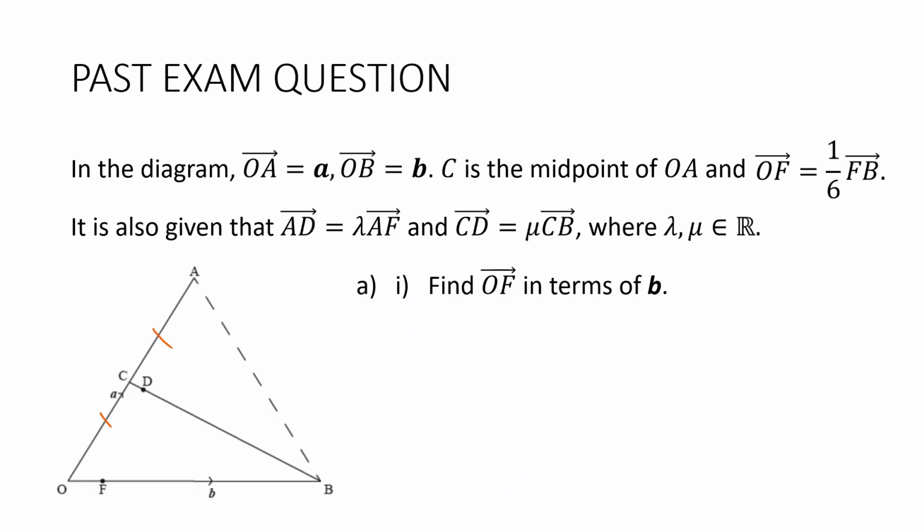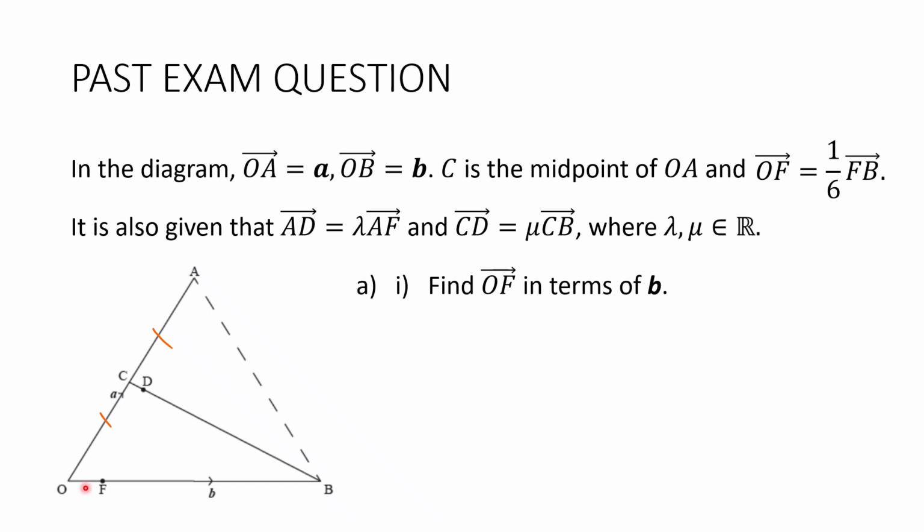In the diagram, OA is the vector A, OB is the vector B, C is the midpoint of OA, vector OF is 1/6 of FB. It is also given that AD is equal to lambda times AF and CD is equal to mu times CB, where lambda and mu are both real numbers. Part A, part 1, find the vector OF in terms of B.